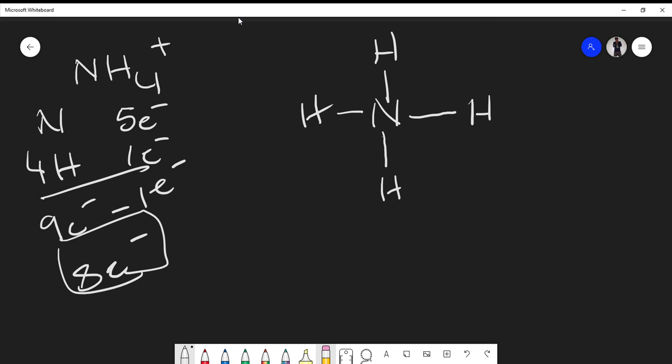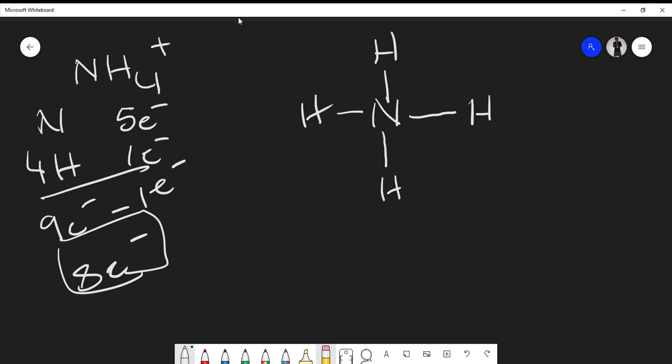Remember that in a molecular compound, elements like nitrogen, oxygen, fluorine, chlorine, etc., have to satisfy the octet rule. So when I look at how many electrons I have around nitrogen right now, it's 2, 4, 6, 8. Remember, each single bond consists of 2 electrons. In this case, I have 1 from the nitrogen and 1 from the hydrogen. They're sharing. So all I did was form a single bond, and I did the same thing here, here, and here.